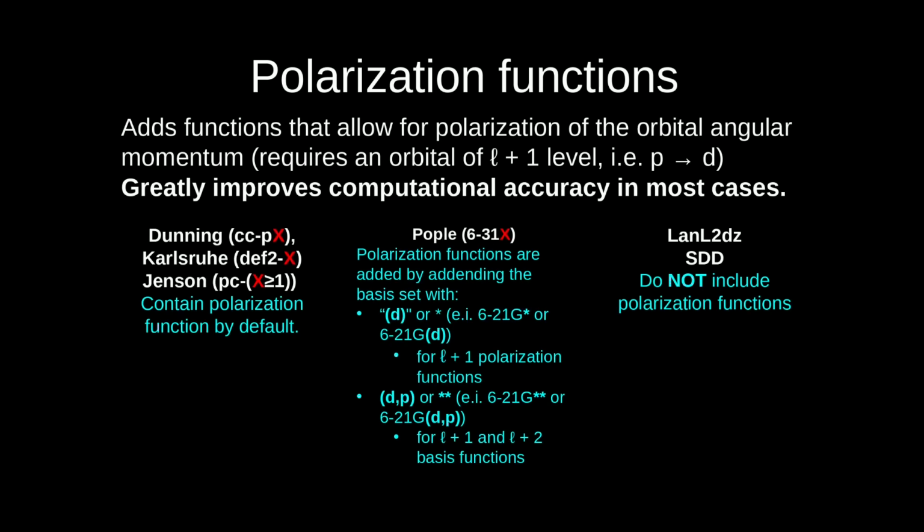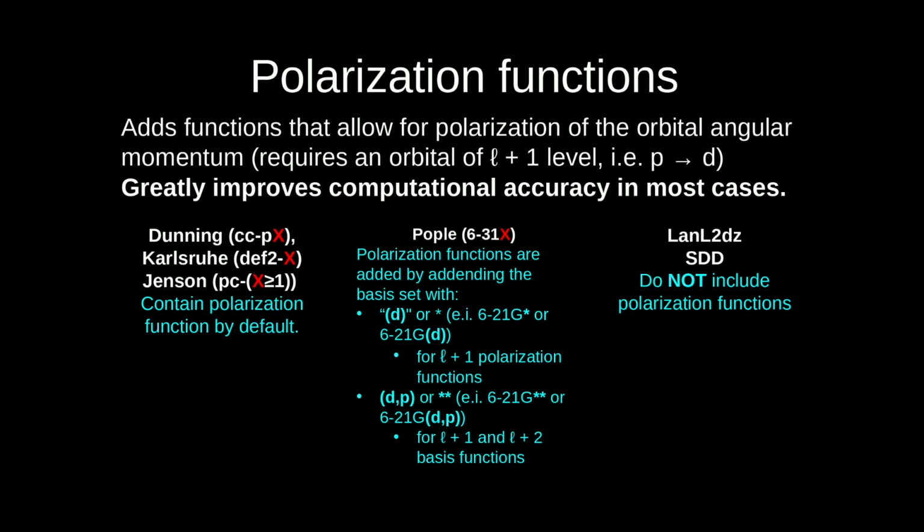One thing to note about your basis set is whether or not it includes polarization functions. Polarization functions allow for the polarization of the orbital angular momentum of each orbital you're calculating. So if you're calculating an electron in the p orbital, it will allow for the polarization of that electron to the d orbital. Polarization functions greatly improve the accuracy of your computation in most cases, however will slightly increase the computational cost.